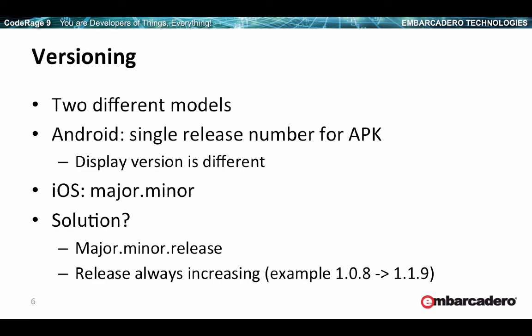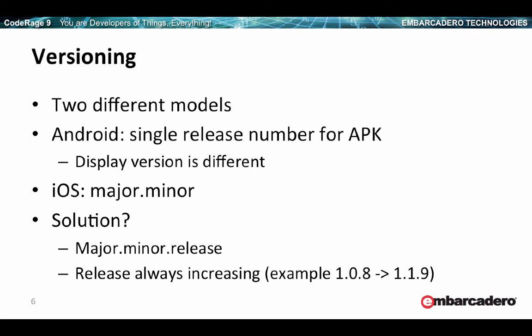A side issue is versioning, because the two worlds have two different models. Now on Android, what really matters is the release number for the APK, for the physical file. They must be in sequence. There is a display version, 1.0, 1.2, 2.0, whatever. That's only for display. The real important thing is to have your release numbers following consecutive, well, even not consecutive, you can leave holes, but following numbers for the APK release. So you are uploading version 8, 9, 10, 11, 12, and so on.